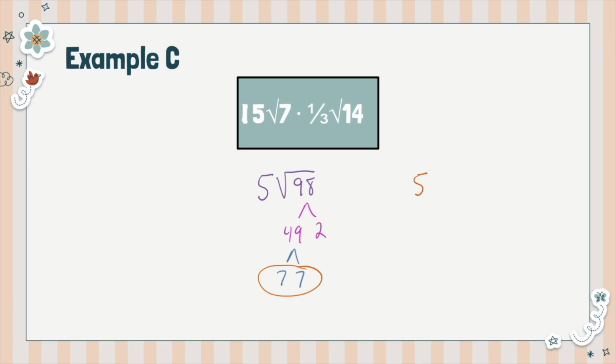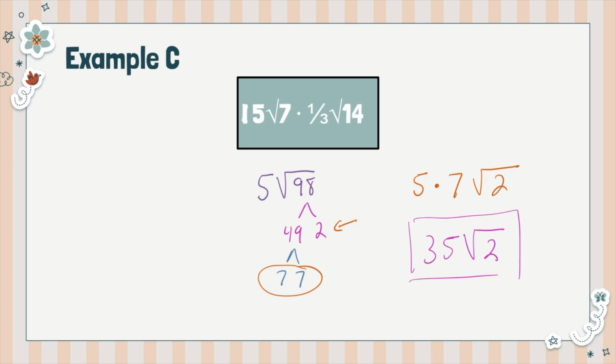So I'm going to have 5 times 7 on the outside with what's left on the inside, which is just a regular 2. So 2 is going to stay inside the radical. 5 times 7 is going to be 35. Square root of 2, there's nothing to multiply with, so it just stays radical 2. So my final answer is 35 radical 2. So again, if you have to simplify, you know you're going to do your multiplying first, then simplify in order to get your correct answer.